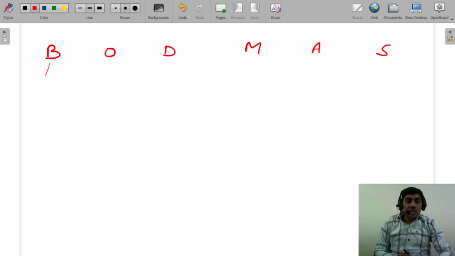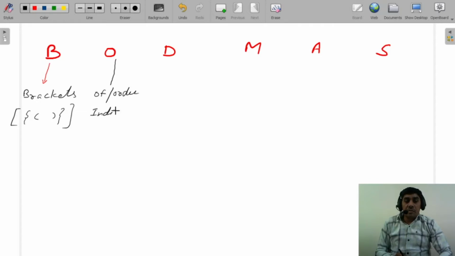B stands for brackets, like capital bracket, curly bracket, small bracket. O stands for of, or order, indices or exponent.